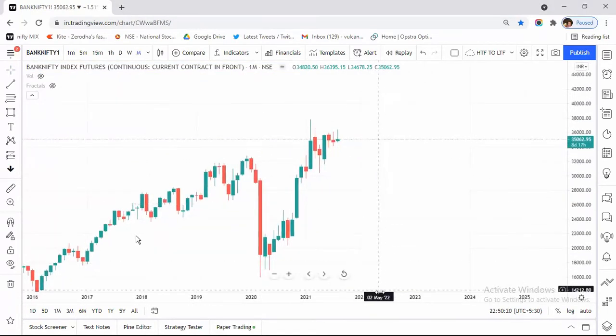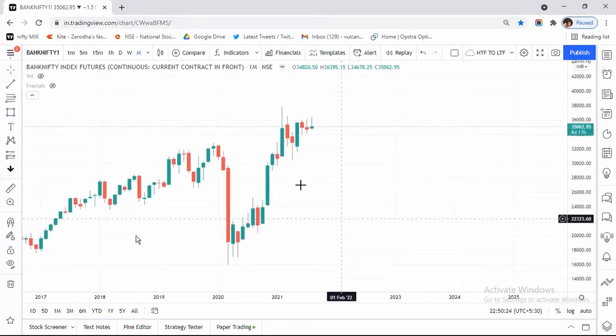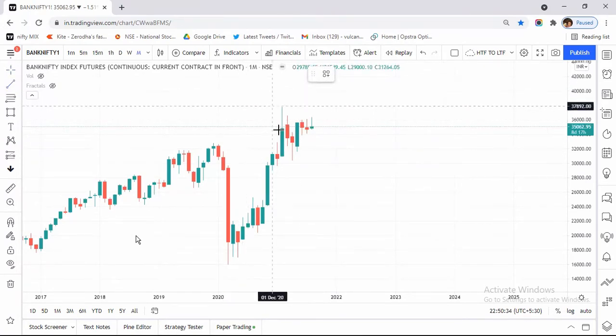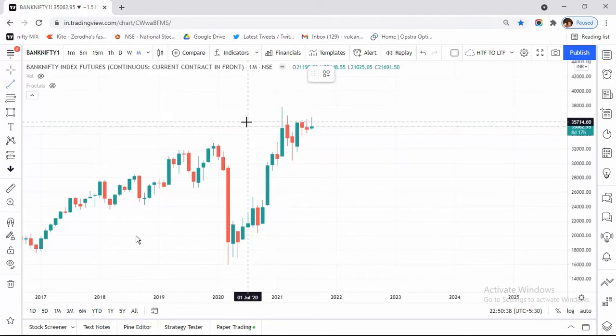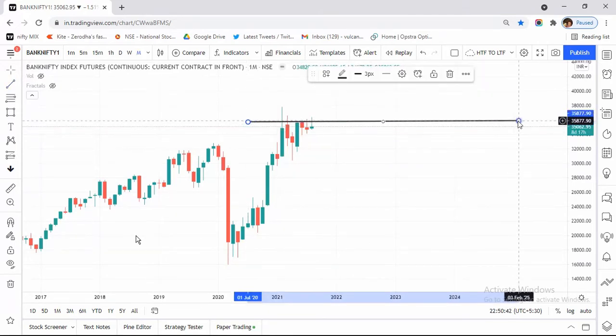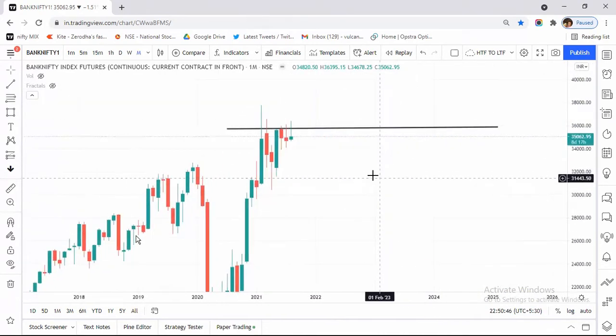This is monthly. First of all, what will you mark? The high and the low, sir. Yes, the high and low, because the liquidity rests above high and low. And you should always mark the body, because institutions trade the body, not the wick. So here is the liquidity.